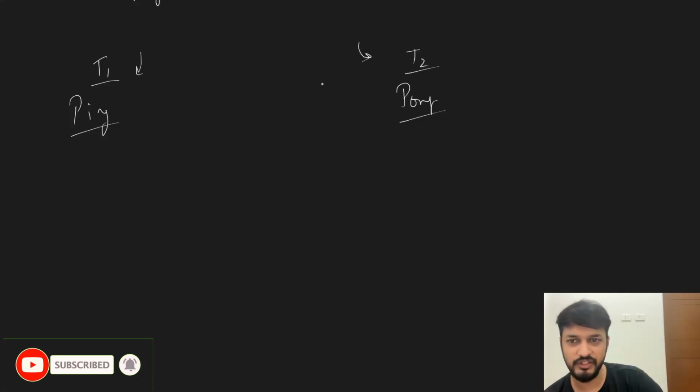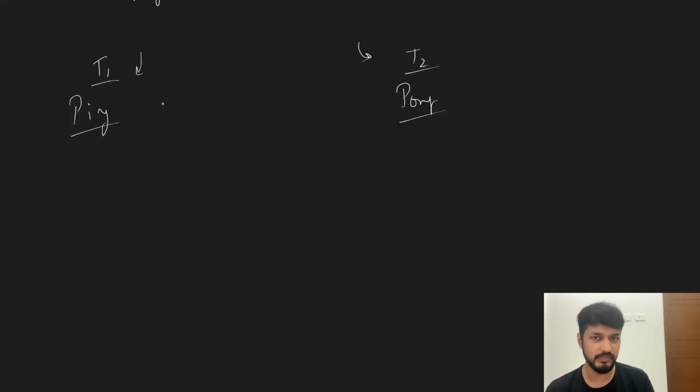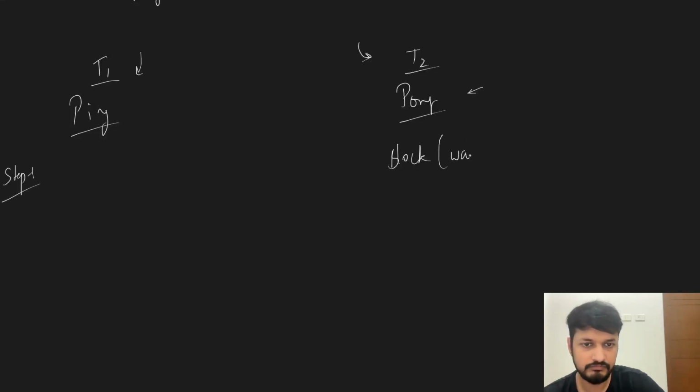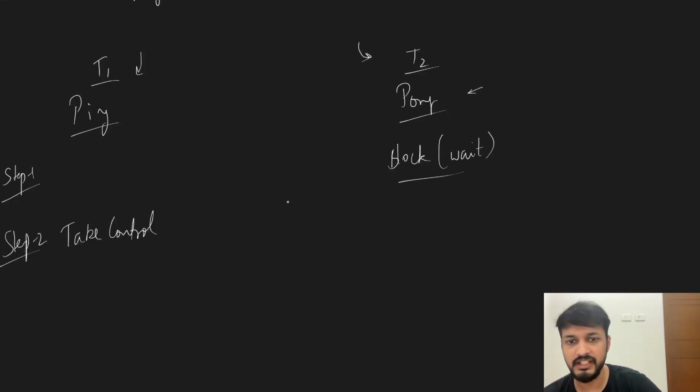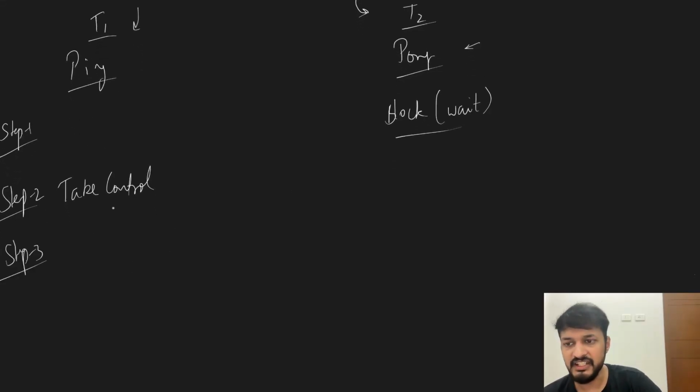At a single point of time, either T1 will be in control of the whole program or T2 will be in control. First, let's go ahead and block this thread and give control to T1. So our step 1 will be to block thread T2, and step 2 will be we'll ask T1 to take control of the complete program. Now what will be our step 3? After taking control, T1 will go ahead and try to print ping. The third step will be to print ping.